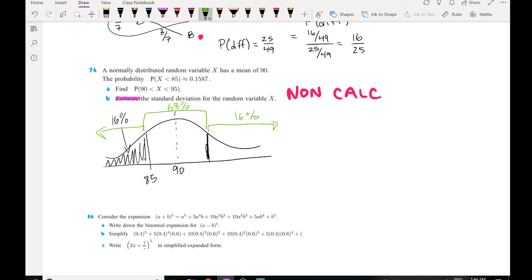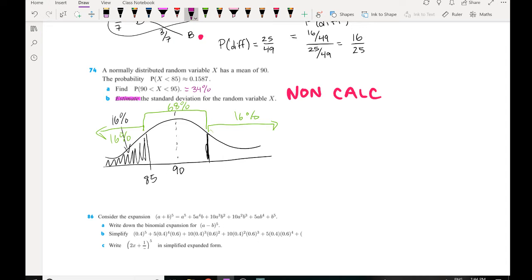So the fact that they tell me the probability that x is less than 85 is 0.1587 actually tells me that 85 is one standard deviation below the mean. Then they say find the probability that x falls between 90 and 95. So that, in this case, would be, oh, that marker is way too big. That probability would be 34%.